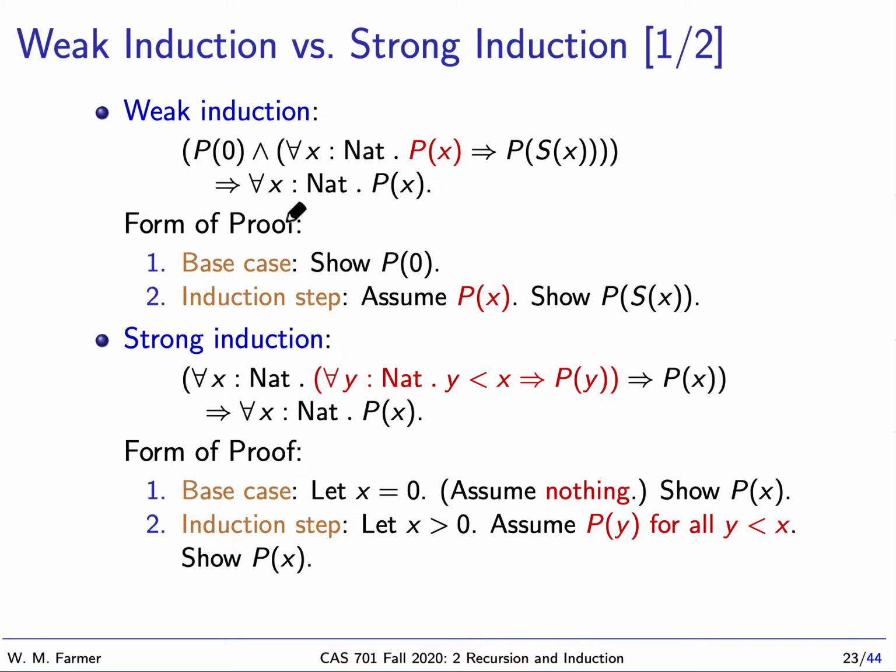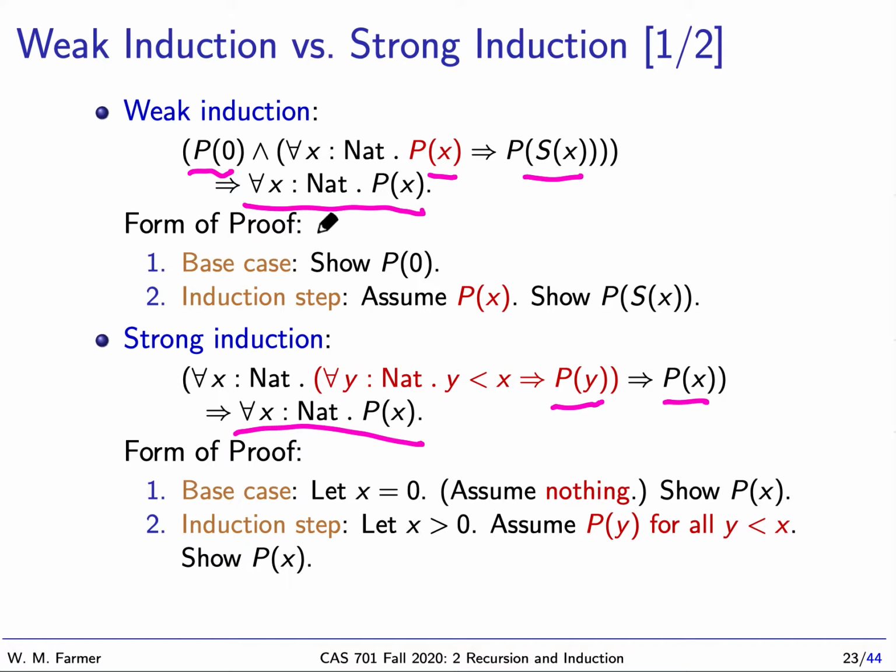Now, with weak induction, we're trying to prove a property holds for all natural numbers. We first show the property holds for 0, and then we show whenever it holds for x, it will then hold for the successor of x. That's what we have to show. With strong induction, it's different. We show that for any x, whenever the property holds for all y less than x, then it will hold for x. If we can show that, then we know it holds for all x.